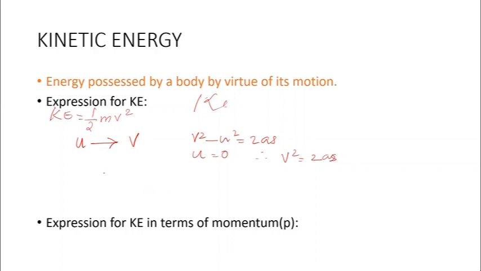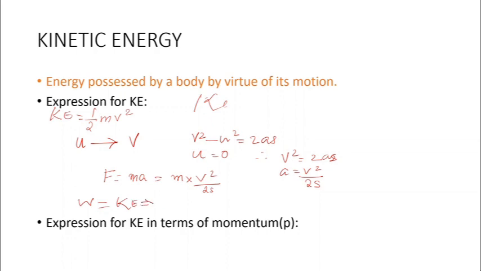Now force is nothing but m into a. So we get from here a as v square by 2s. So what will we substitute? m into v square by 2s we will take. Now work done is nothing but energy. So work done and kinetic energy you can equate. Work done is equal to kinetic energy.